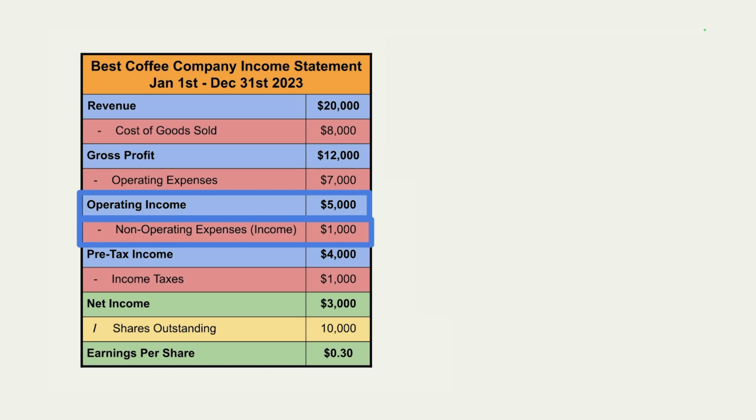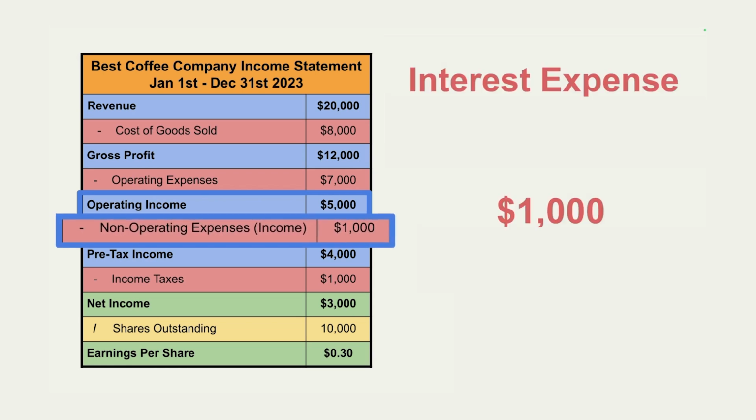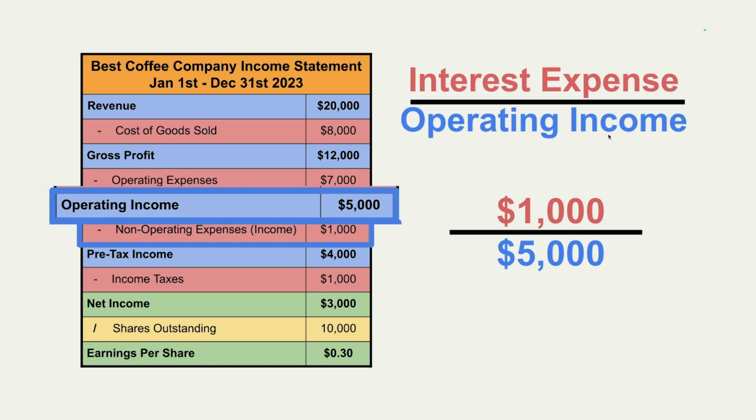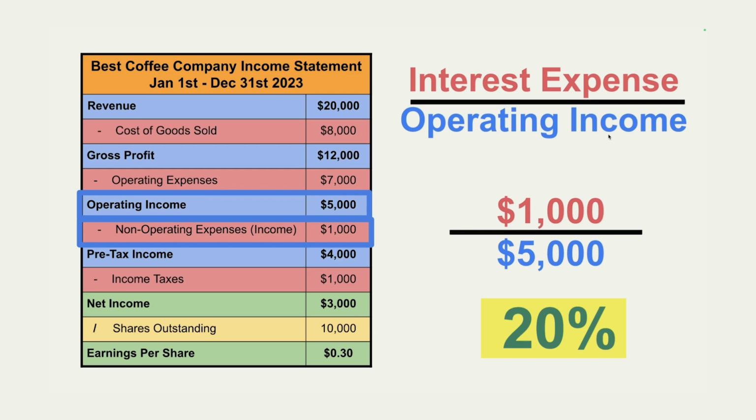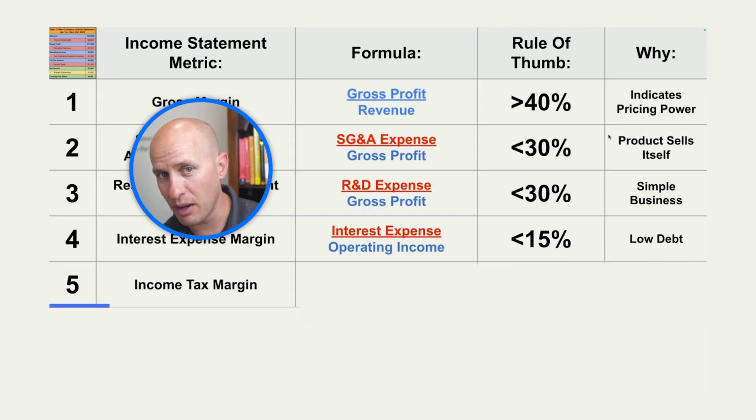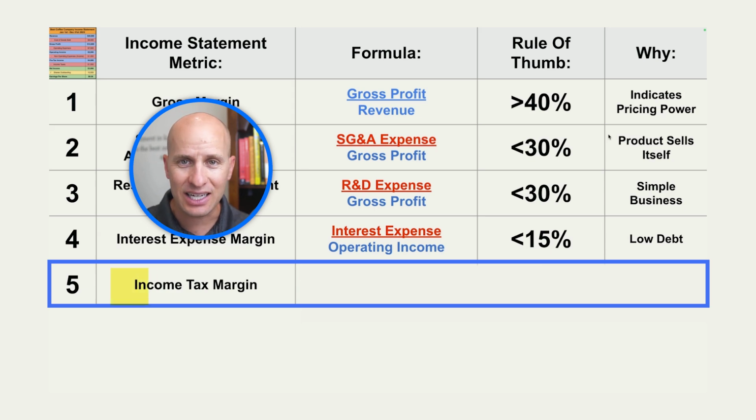On this income statement, we see that this business spent $1,000 on interest expense. We divide that by the company's operating income of $5,000. That gives us an interest expense margin of 20%, which in this case is slightly above his rule of thumb of 15%. Income statement rule of thumb number 5 relates to a company's income tax margin.